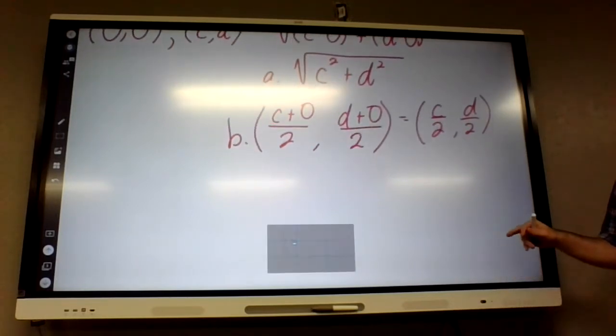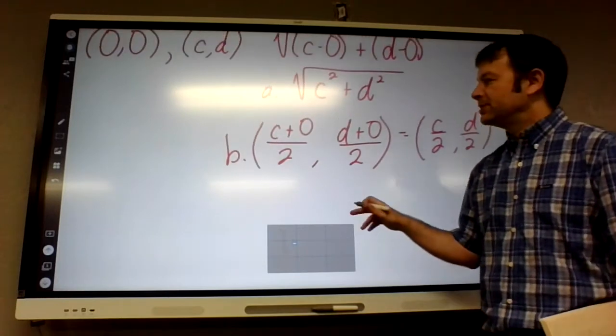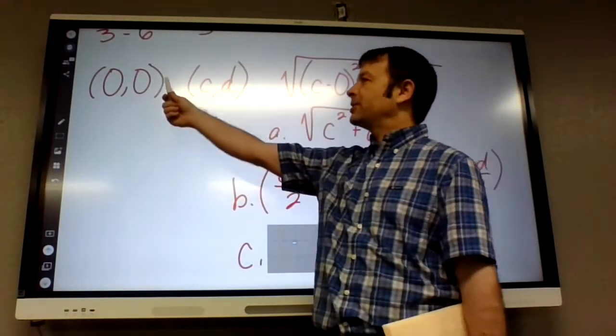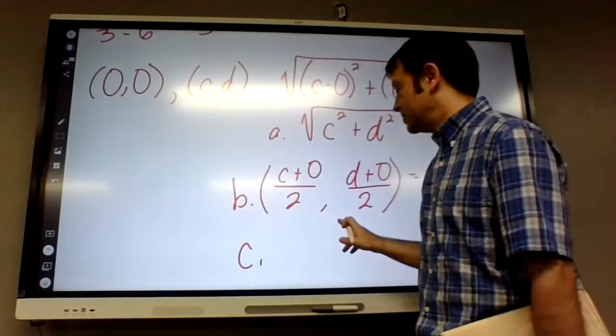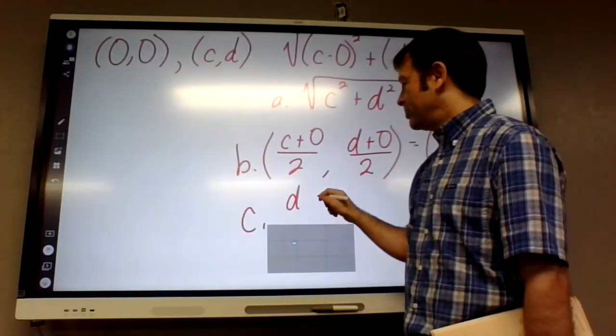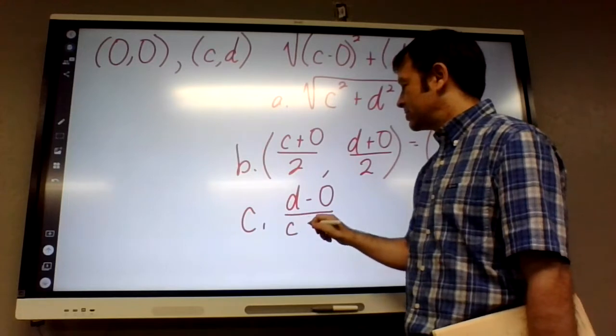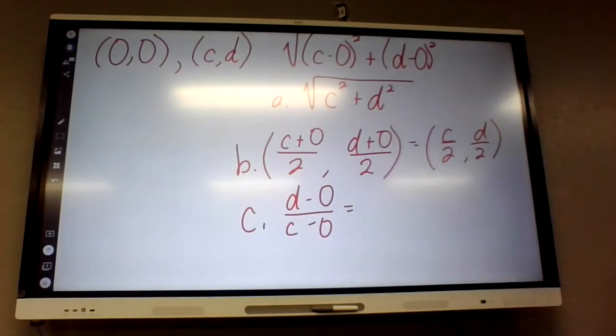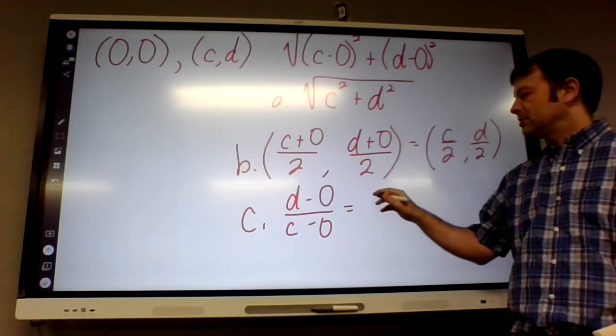And what was the last one? Slope. So the slope is y minus y over x minus x. The y's are D and 0. What does that simplify to? D over C.